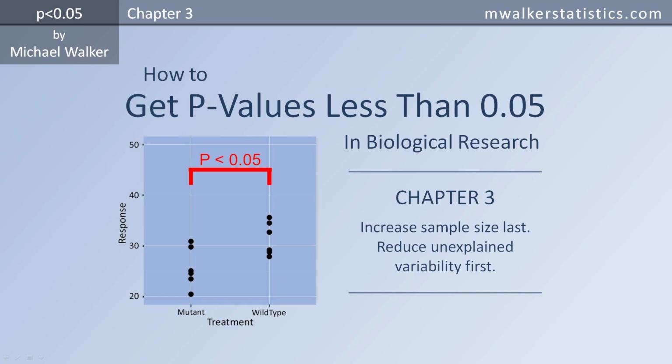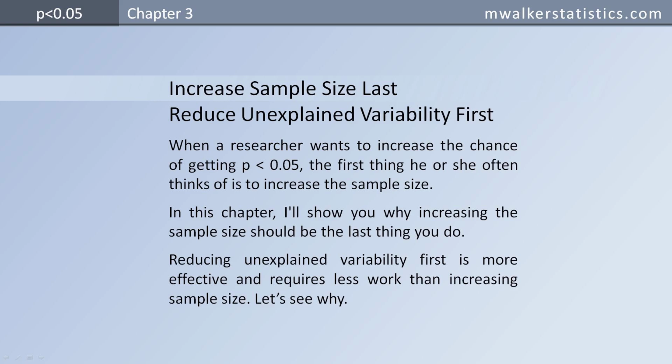Increase sample size last. Reduce unexplained variability first. When a researcher wants to increase the chance of getting p less than 0.05, the first thing he or she often thinks of is to increase the sample size. In this chapter, I'll show you why increasing the sample size should be the last thing you do. Reducing unexplained variability first is more effective and requires less work than increasing sample size.